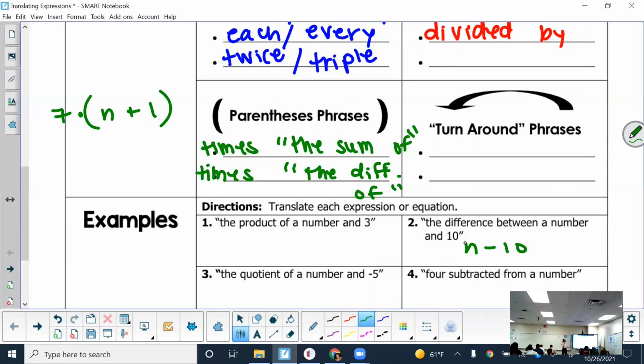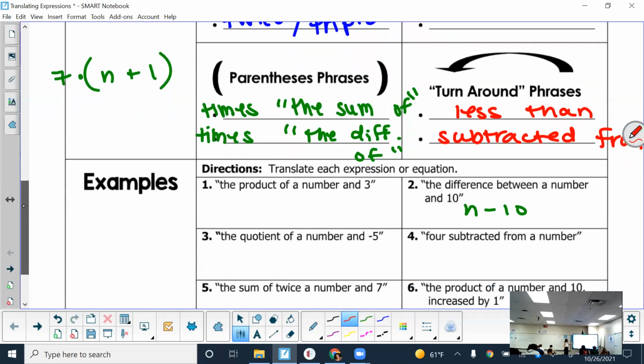But if you say certain phrases like less than, or subtracted from, and I can't think of any others, so for right now it's just these two. So less than and subtracted from, then you need to switch the order. So if I said 10 less than n, that would work for this one, right? That one can be 10 less than n.